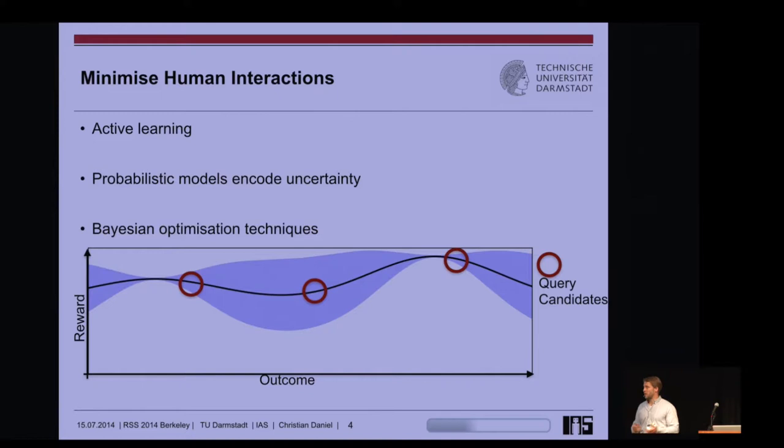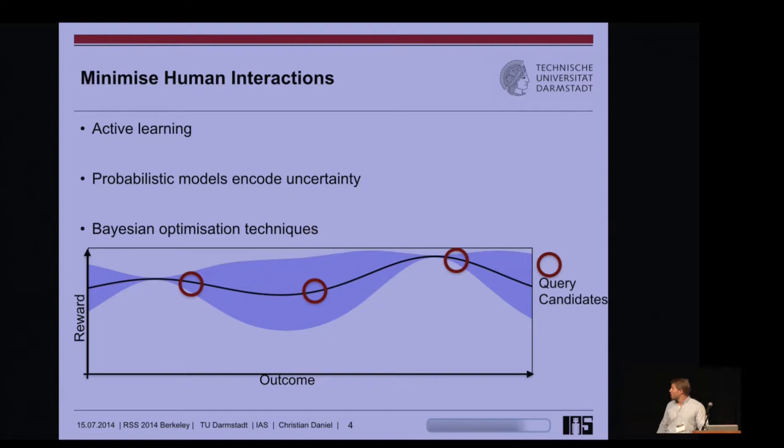So if we want to do this, we need some kind of notion of uncertainty of our model, which means that we need to use a probabilistic model. In our case, we use Gaussian processes. And one of the reasons is that using Gaussian processes, we can leverage a large amount of Bayesian optimization techniques to efficiently optimize these models.